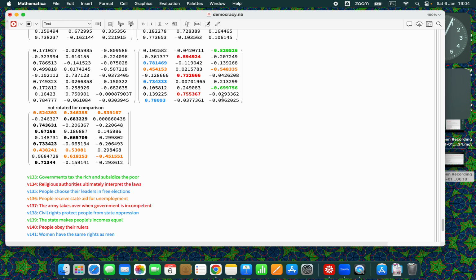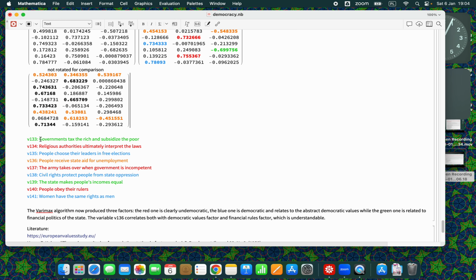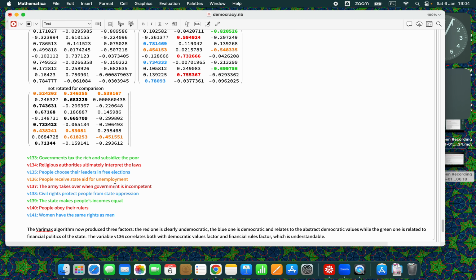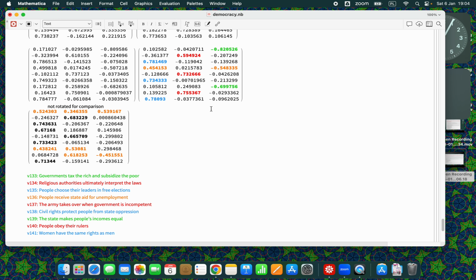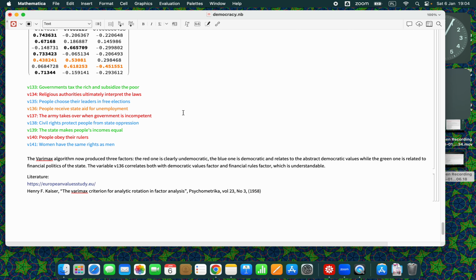This green one is practical. Governments tax the rich and subsidize the poor, and the state makes people's incomes equal. So this is democratic and practical. And this variable, people receive state aid for unemployment, correlates with both this abstract and this practical factor. And there is also an anti-democratic factor: religious authorities, the army, and the people obeying their rulers.